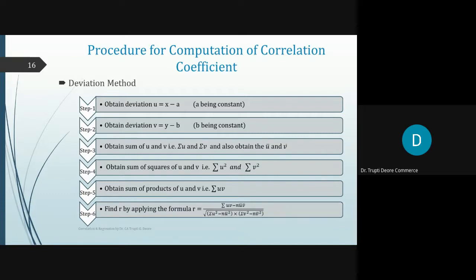And the last one here, the formula is saying you just have to replace x by u and y by v. So the formula remains the same, that is summation of uv minus n u bar v bar divided by under root summation of u square minus n u bar square into summation of v square minus n v bar square. So you just have to remember one formula of xy and it will be used in the same way in the deviation or the direct method. Okay.